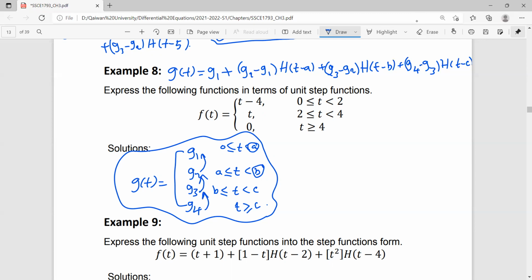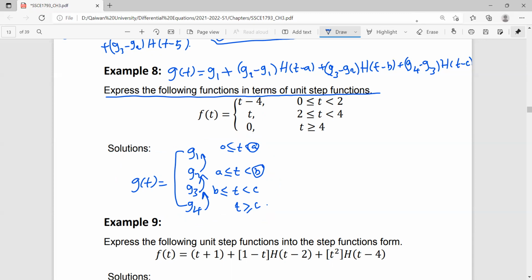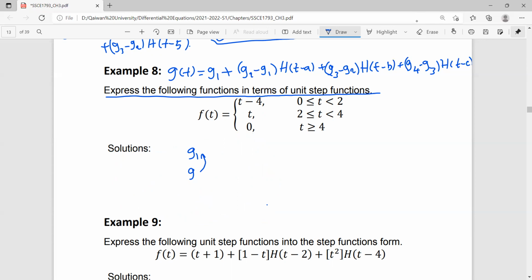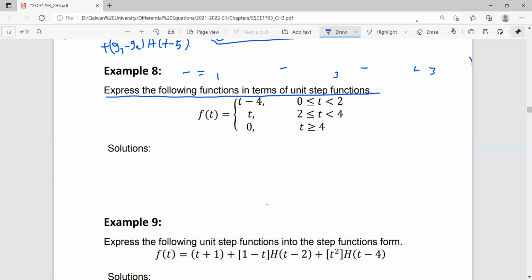This is how to convert a step function to a unit step function. Now we have an example. In this example, it says express the following function in terms of unit step function. This is a step function. We must convert this to unit step function. I'm going to clean this one, okay? It exists in the record, so you can take it from the record. Have you got the idea how to do it?